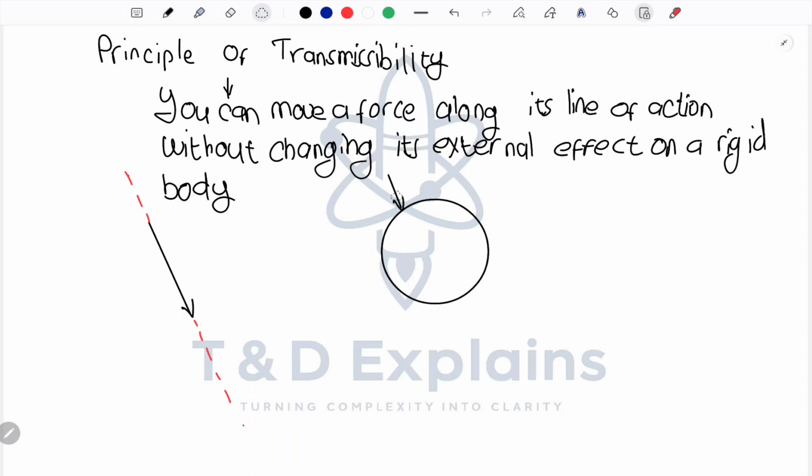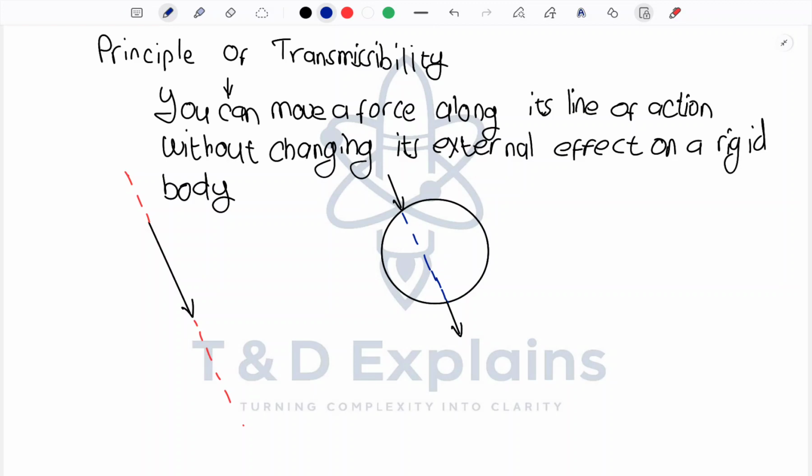What the principle of transmissibility is trying to say is that if I take this force, copy it and paste it, put it in the same line of action, the effect is the same, so it's going to move in that same direction. Another example is, let's say you push a table with a force of 10 newtons to the right. It doesn't matter where on the side you push, as long as the direction and line of the push stay the same. The table is going to move the same way.